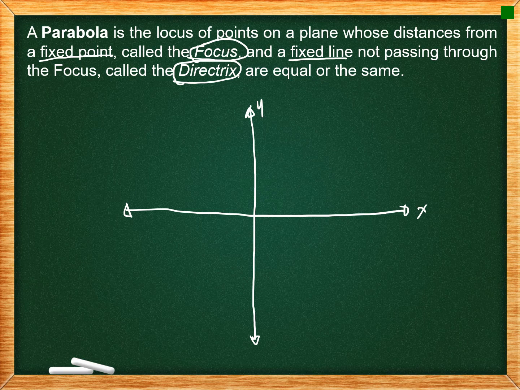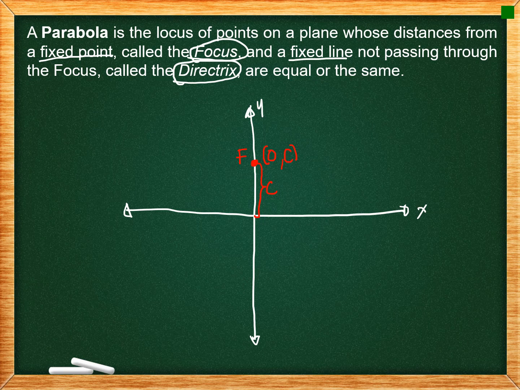So let me use another ink. Let this be our fixed point, this point here. Let's call this F for focus. And let's say the distance from the focus to the origin is equal to c. Therefore we can say that the coordinates of the focus, F, is (0, c).